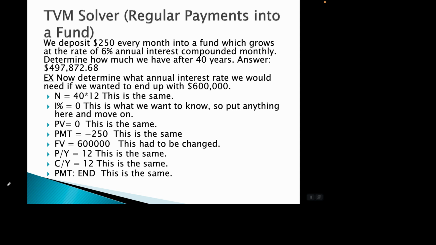So all of that information is the same. N is the same. I, well, this is what we want to know. So put anything here and move on. Put a 0 here. PV, that's the same. Payments, the same. FV, this had to be changed, so you make that a 600,000. P/Y, C/Y, this is the same. Payment is the same. Okay, move the cursor to I%, because that's what we want to know. Press solve, or enter if you're a TI Inspire. And that's your answer. You end up with 6.67944%.